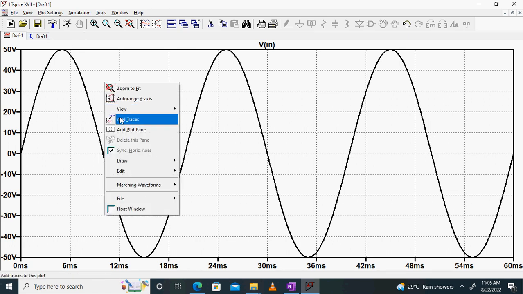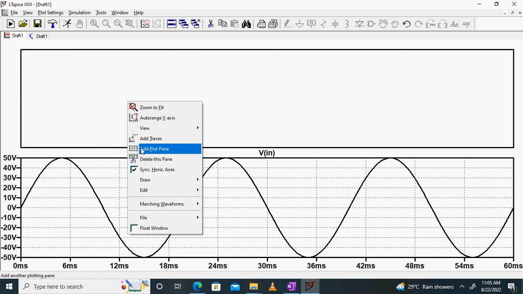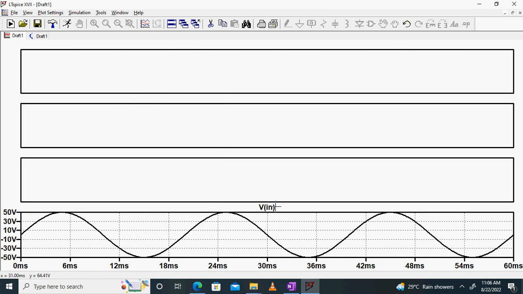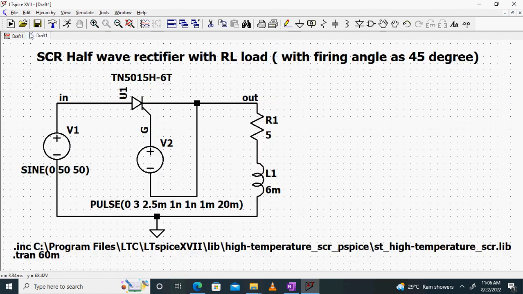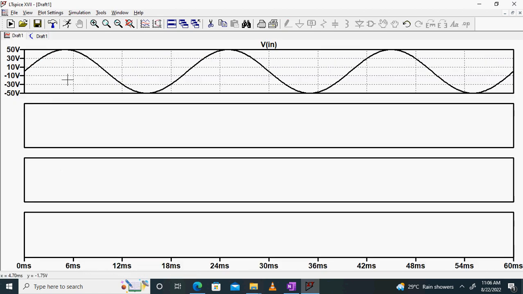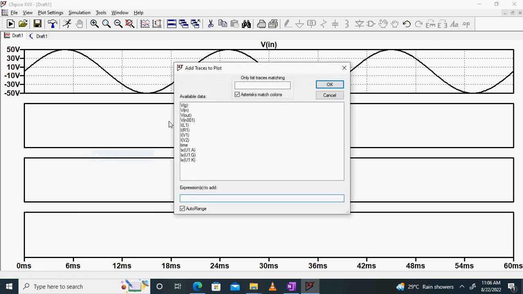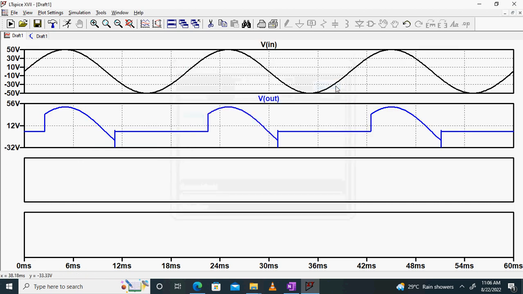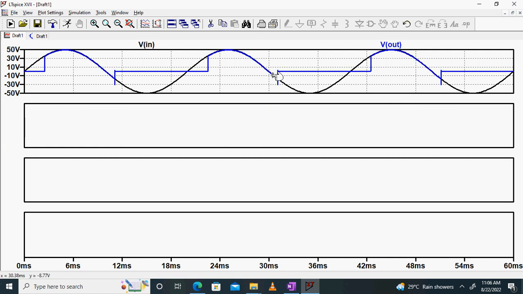Next, I'll right click over here and add a plane plot. I'll actually add 4 plane plots now. And I push this at the top, V in at the top. Next, I want to plot this V out with respect to ground. So I'll right click over here, add trace, click on V out. Okay, so this is my V out value. This V out, I can merge with V in, so that will be clear, no problem at all. We can easily see that V in is black color and V out is blue color, so we can distinguish them, or we can keep it the same.